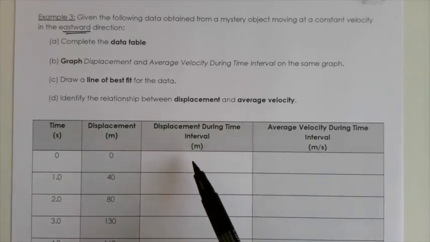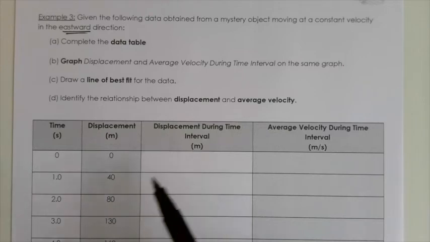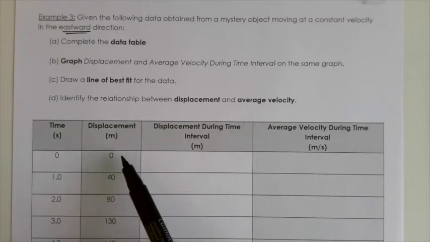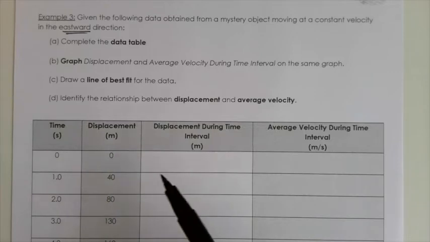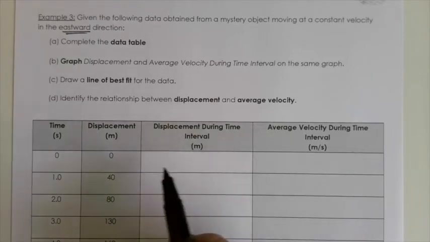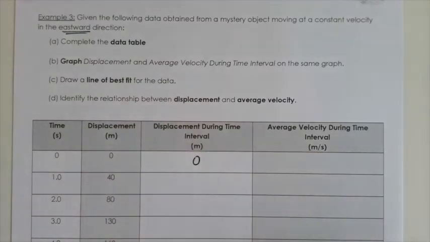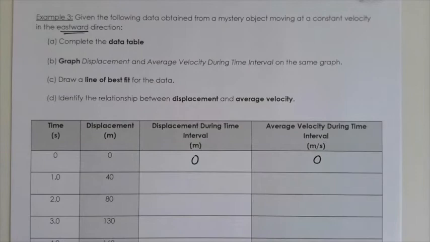So to figure out the displacement during the given time interval, we're going to look at the difference between the total displacement, let's say at this stage, subtracted from the displacement at the previous stage. So in the first case, we have nothing to compare it to. So before we've gone anywhere, our displacement is still 0 and the average velocity during this time is 0 as well.